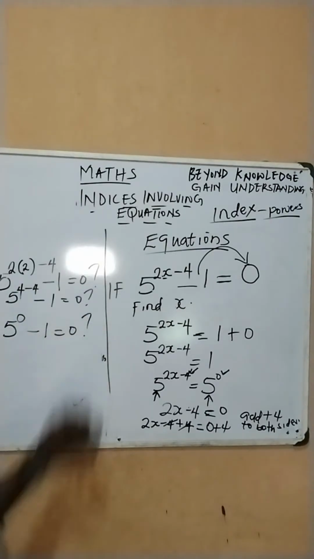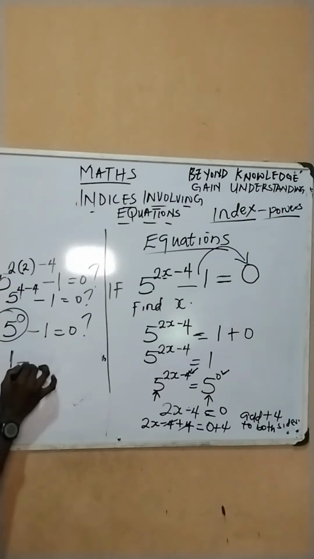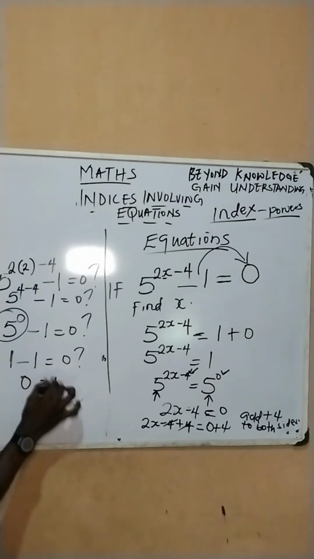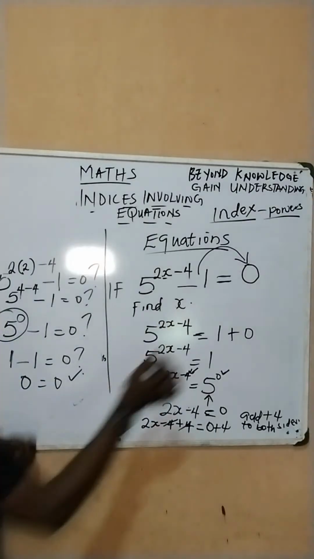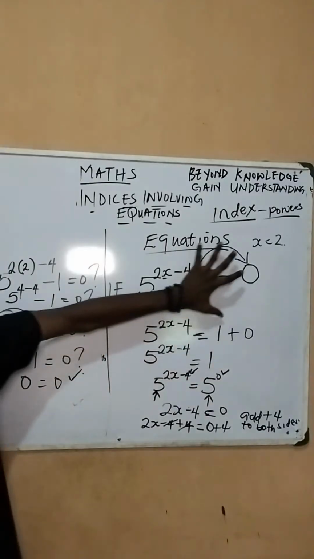Is it still equal to 0? Still checking. Anything raised to the power of 0 equals 1. So this entire expression here changes to 1 according to the law of indices. And then you now have 1 minus 1. Is it equal to 0? Yes, because 0 is equal to 0. So the answer that we got while solving it, which is that our x is equal to 2, satisfies this given expression.